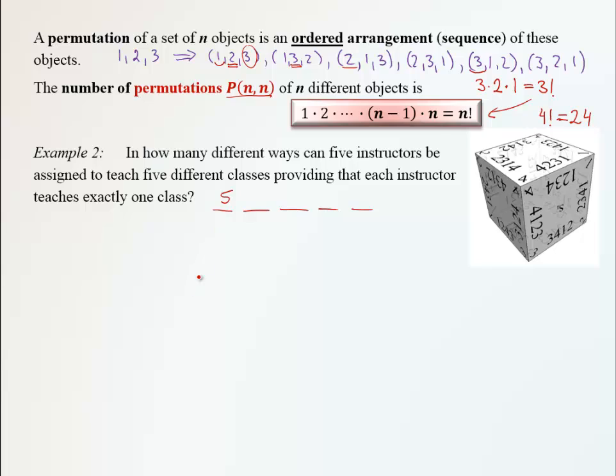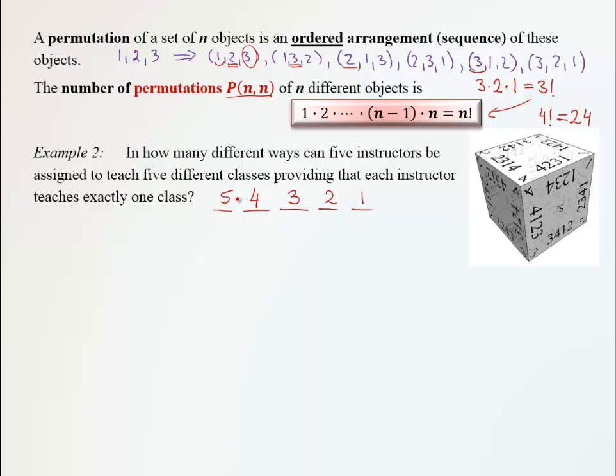Therefore, there's 5 choices. But if one of those teachers is already assigned to teach this first class, there's only 4 left over to be assigned to teach, for example, the second class. So there's 4 choices here. And since we already assigned 2 teachers, there's only 3 teachers that could be assigned to teach the third class. So there's 3 choices here. And so on. The remaining 2 teachers could be assigned in 2 different ways to teach the following class. And finally, if we have already assigned 4 teachers, the 5th one must teach the last class. So those are the ways to assign teachers to each class.